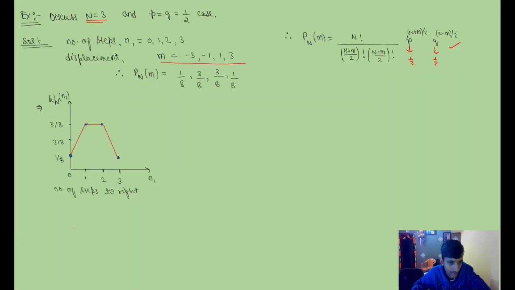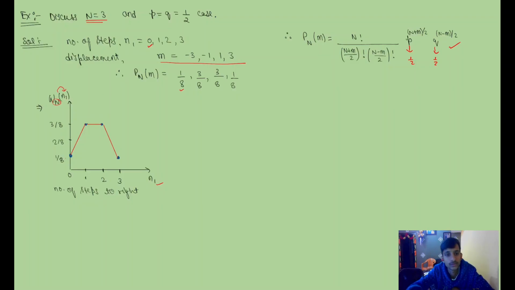So on the x-axis I am plotting n1. n1 is the number of steps taken to the right, and I'm plotting the distribution of probabilities. So if the number of steps is 0, then the probability is 1 by 8 here, and if it is 1, then it is 3 by 8. For 2 also it is 3 by 8, and then for 3 it is coming to be 1 by 8. Okay, so this is W(n1) by n. So basically this is the probability that out of these total n steps, I am taking n1 steps to the right.